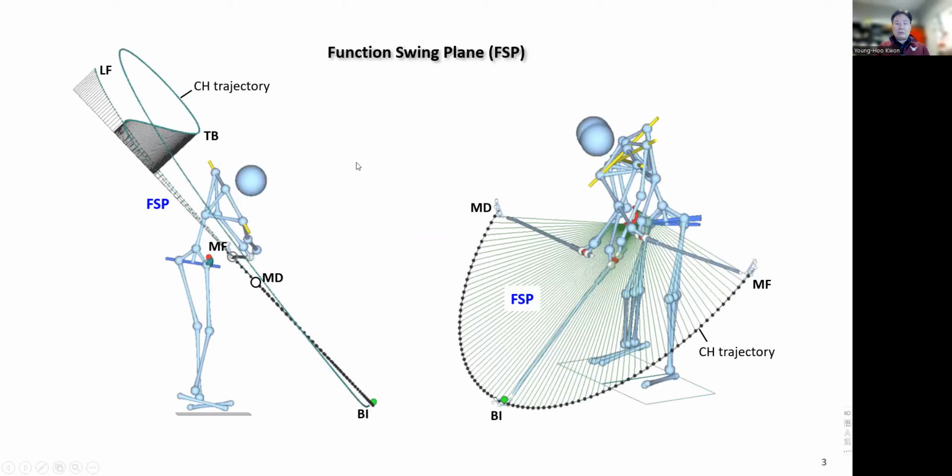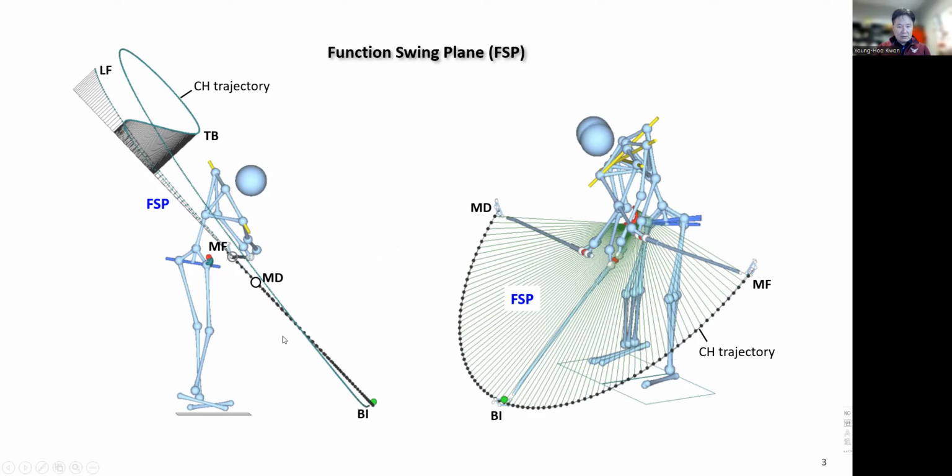Okay, so let's continue the topic of functional swing plane. Let me first have a brief recap of what we did in part 1. The functional swing plane is basically the plane calculated from the club head trajectory from the mid downswing to mid follow through. If you use this club head trajectory, then you will be able to find a well-defined plane.